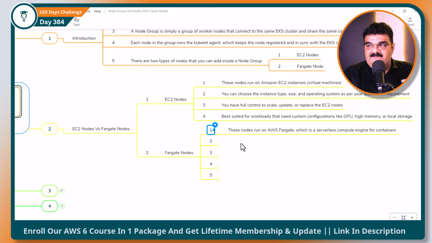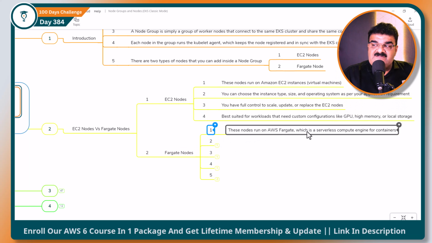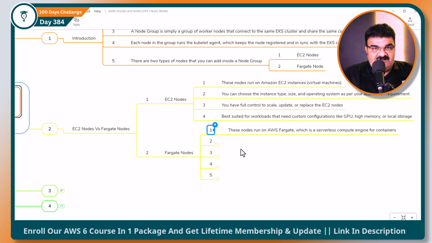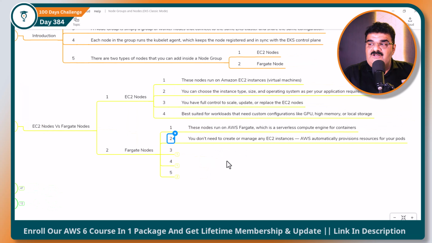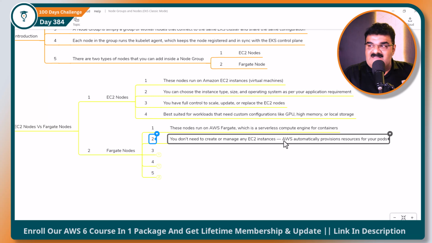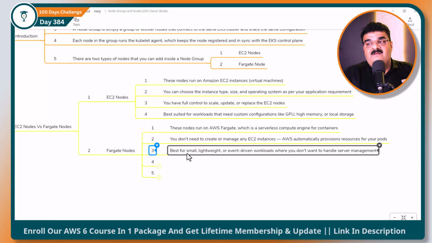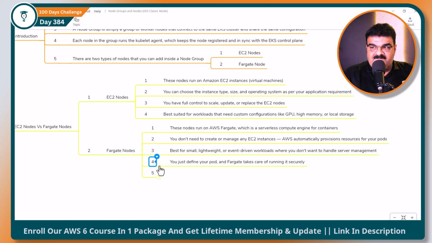Now Fargate. These nodes run on AWS Fargate, which is a serverless compute engine for containers. You don't need to create or manage EC2 instances. AWS automatically provisions resources for your pods. It is best for small, lightweight, and event-driven workloads where you don't want to handle server management. You just define your pod and Fargate takes care of running it securely.